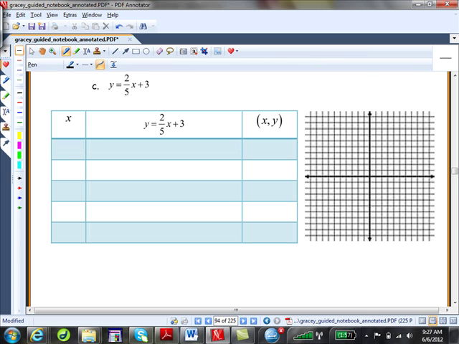Now this one, you want to be kind of clever in how you choose your x values. If you do multiples of 5, then it's going to be easier for you to make the picture of the line because the 5 in that 2/5 will divide out. So I'm going to go ahead and do that. I'm also going to put 0 in as well. So I'll go ahead and do, let's see, how about 10, 5, 0, -5, and -10 for my x values.